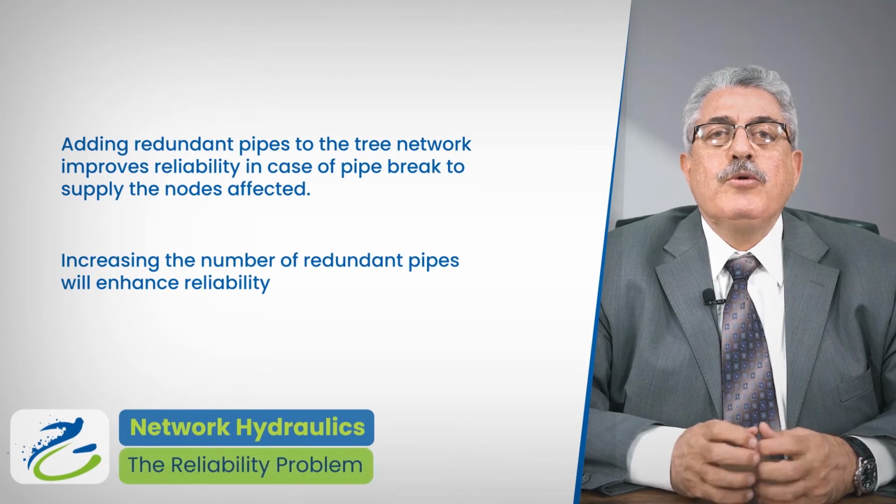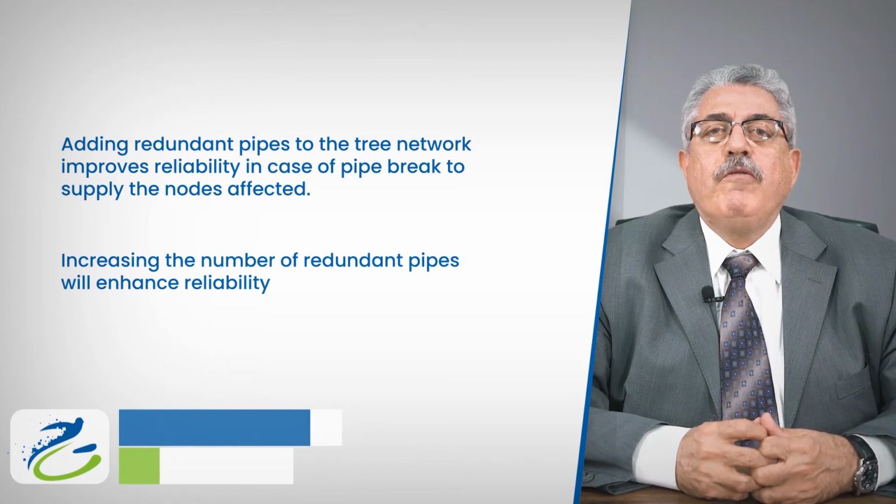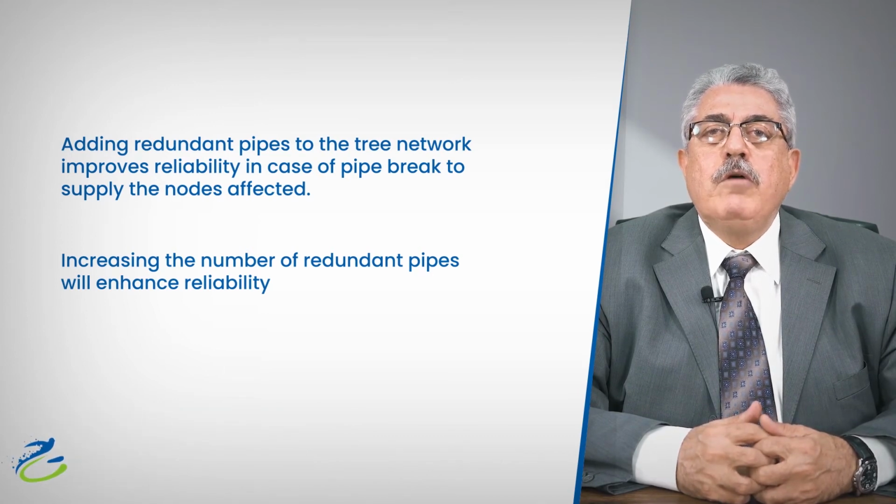Usually, if you have one source and different sinks, we can transfer water to the sinks using a tree network. But this will have little reliability, because if one of those pipes is broken, some links will not receive water. This is the reason we should add redundant pipes. Redundant pipes are added to the tree network to improve the reliability in case of pipe break, and when we increase the number of these redundant pipes, the reliability level will be enhanced and increased.